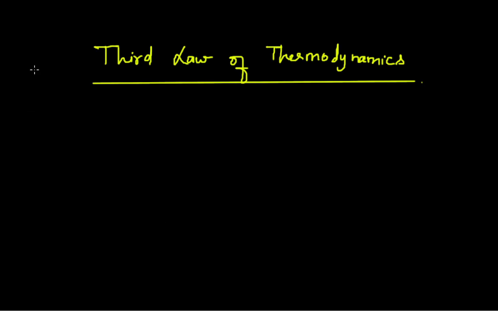Welcome to this lecture on the third law of thermodynamics. We have already gone through the first two laws. The first law states that the energy of the universe is constant. The second law states that the entropy of the universe is always increasing and it tends to a maximum.